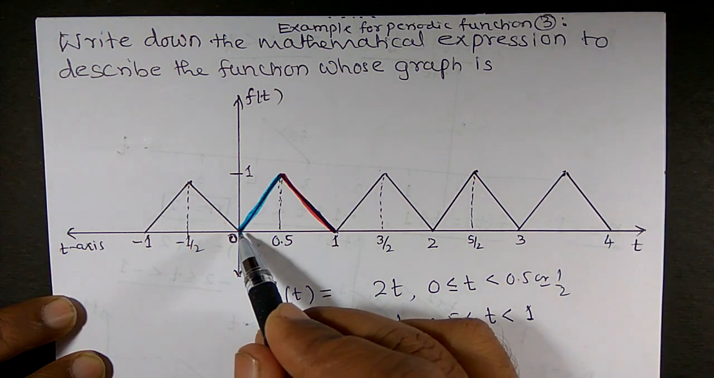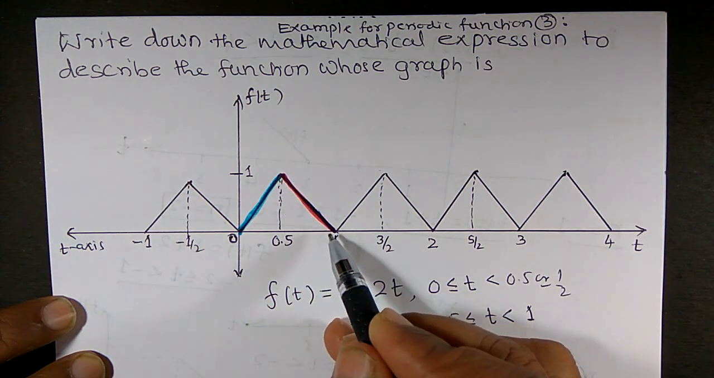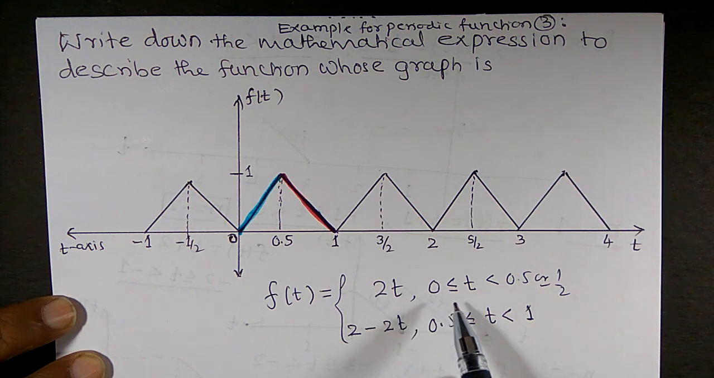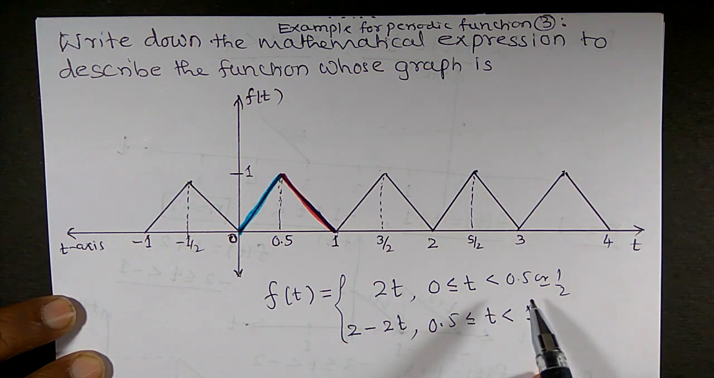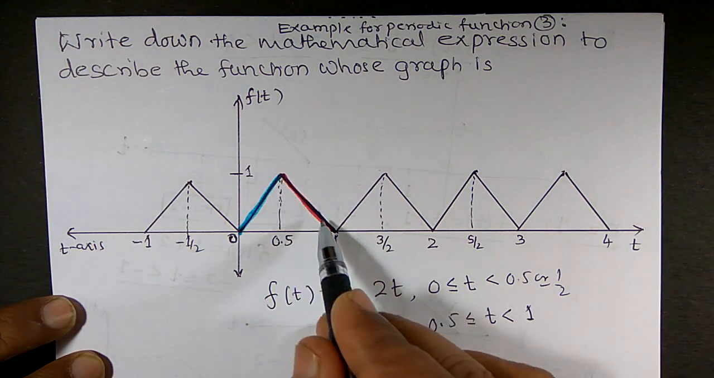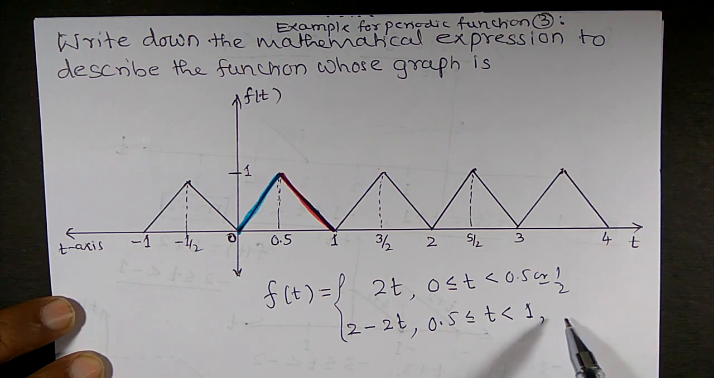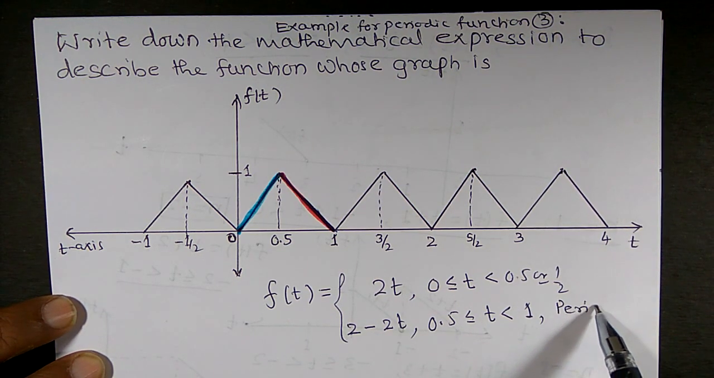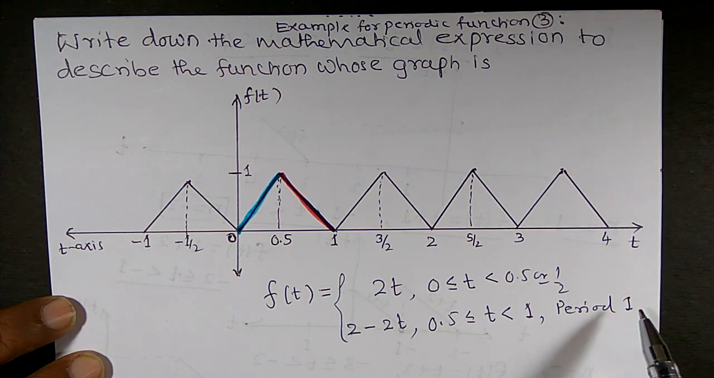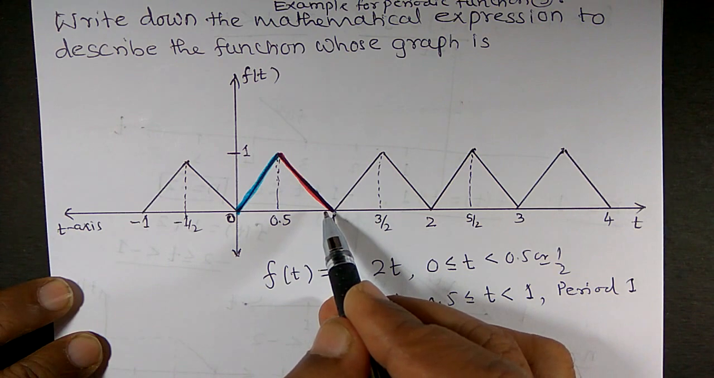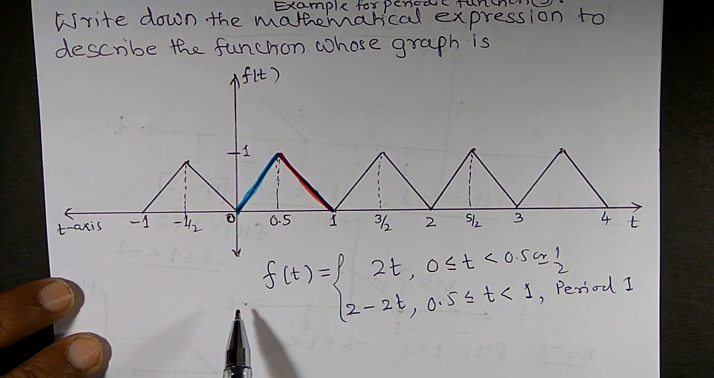So if I want to draw the complete graph between 0 and 1, I have to write 2t where t lies between 0 and 0.5, and for this part of the graph, 2 minus 2t, 0.5 less than or equal to t strictly less than 1. What is the period? The period is 1. So when we draw the graph of this function, you will get this part of the graph between the limits 0 to 1.